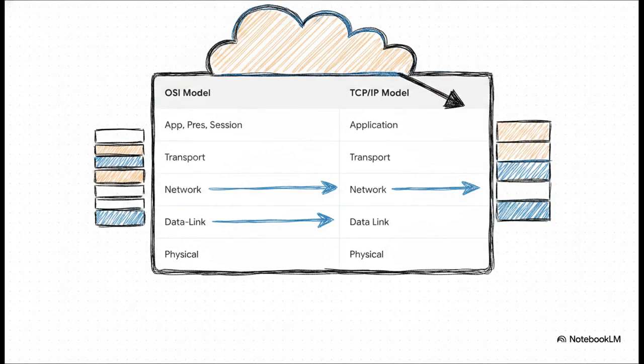When we look at them side by side, the core difference is super clear. TCP/IP takes the OSI's application, presentation, and session layers, layers 5, 6, and 7, and basically just absorbs them all into one single application layer. Everything below that lines up nicely. Transport maps to transport, network maps to network, and so on.